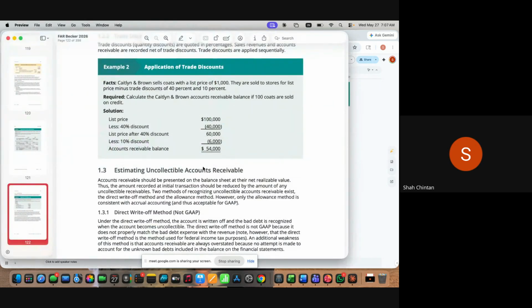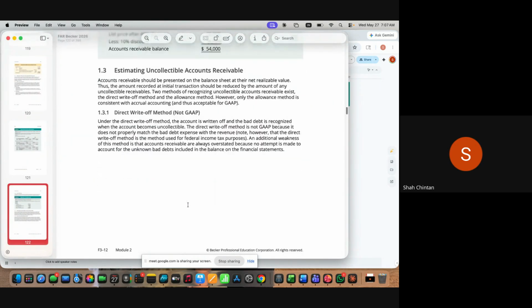So let's go to your book and let's understand the first one, which is the direct write-off method. Under this method, bad debt is recognized when it becomes uncollectible. This is not allowed under GAAP because it does not match the revenue with the expense. Now, this is an important word, and this is why we did all the demo sessions, to understand the meaning of the word match. It means it violates the matching principle.